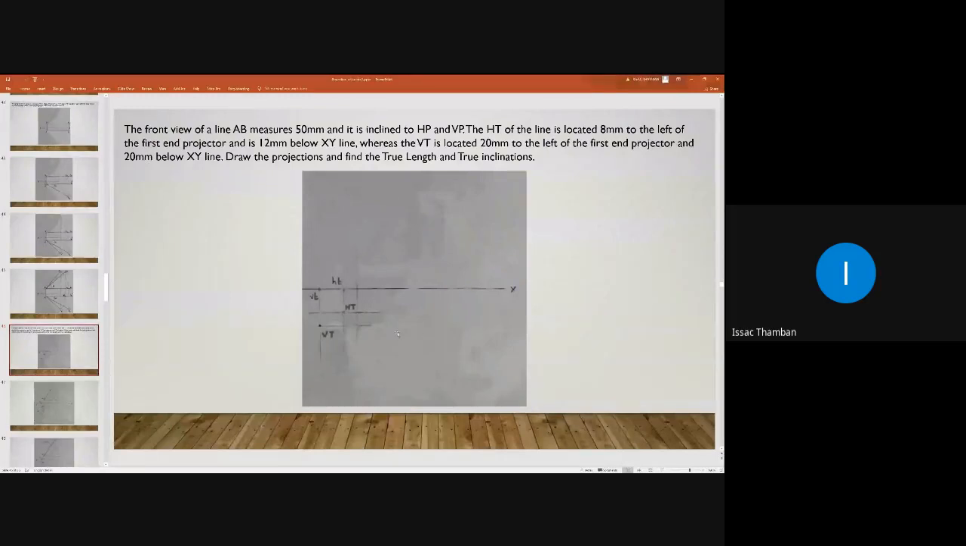So here the position of ST and VT are given, and first you have to draw the XY line, and after that you are drawing the first end projector. Then you are locating ST and VT by drawing vertical and horizontal projectors, so that you will get ST here and VT here.